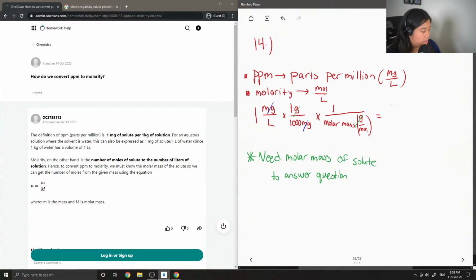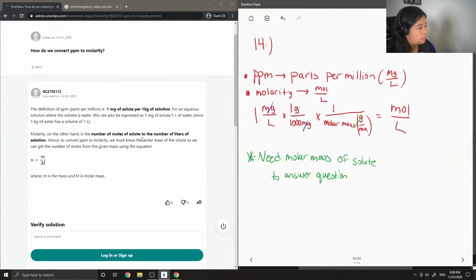And then that is how we get our units to be moles per liter. Okay, so let's see what the junior tutor said.